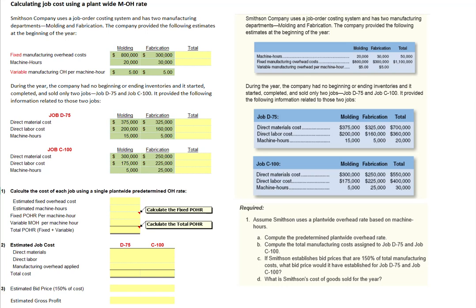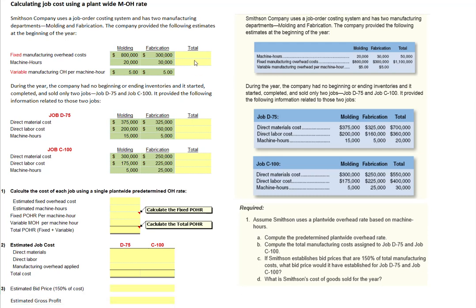In this video, we're going to calculate job cost using a single plant-wide manufacturing overhead rate. The first step, we're going to calculate that predetermined overhead rate. Then we're going to estimate our job cost by combining direct materials, direct labor, and manufacturing overhead. Finally, we'll use that estimated cost to form the basis of making a bid for the job, as well as determining our estimated gross profit margin.